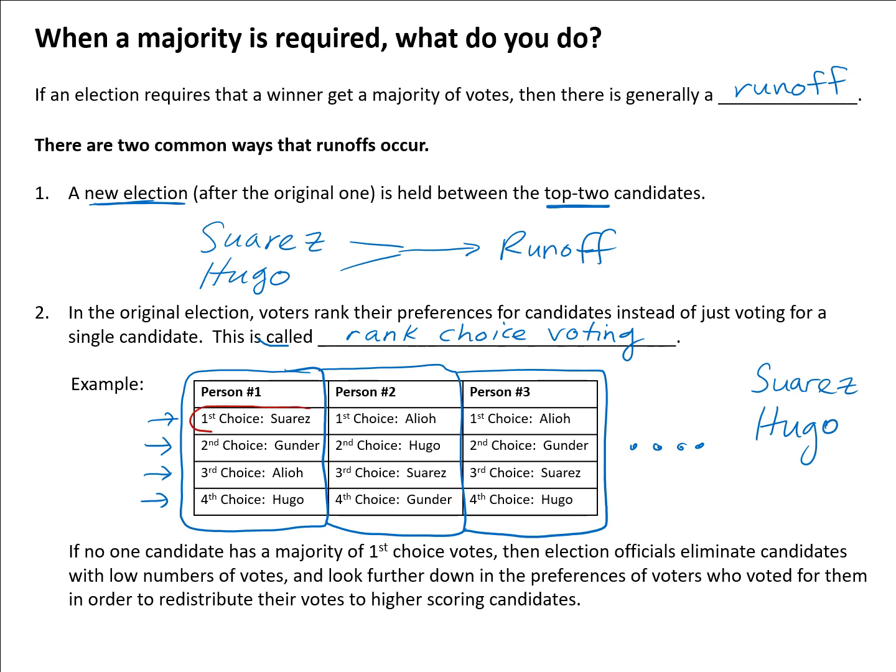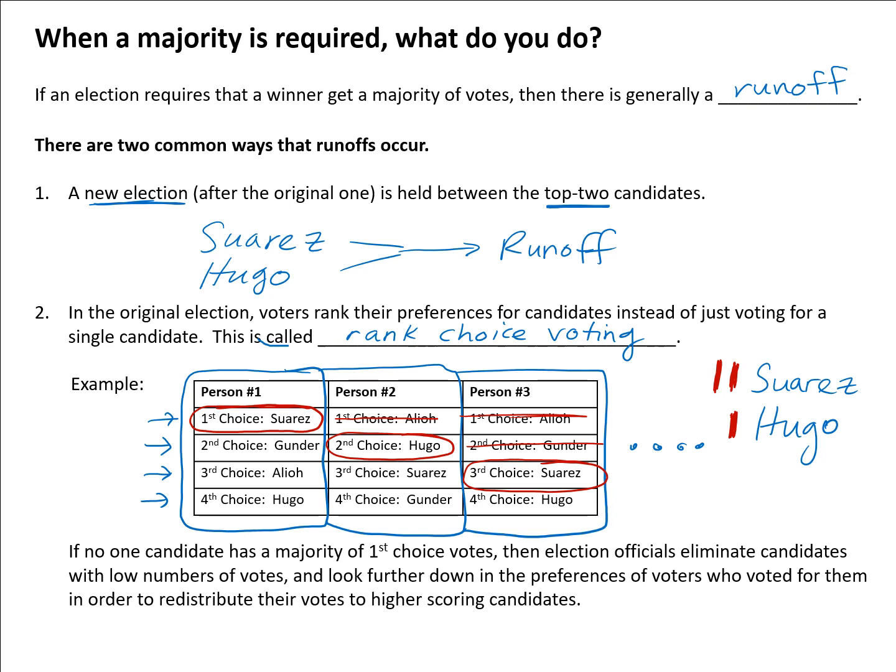So person one, their first choice was Suarez, so they would continue to vote for Suarez. So one vote for Suarez here. Person two, their first choice, Aleo, is out of the race because they didn't get enough votes initially. Hugo, though, is still in the race, and so their second choice, their vote would go to Hugo. So now Suarez and Hugo each have a vote. Person three's first choice would be Aleo. Their second choice is Gunder. Now both of those candidates are out. So their third choice would be the person that they end up voting for. And so Suarez gets a second vote.